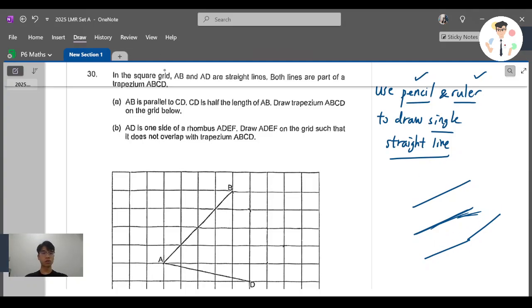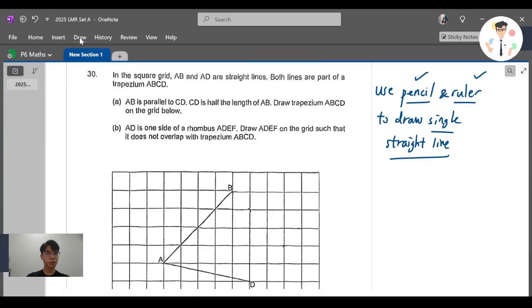So let's read the question together. In the square grid, AB and AD are straight lines, as you can see. AB is here, AD is here.